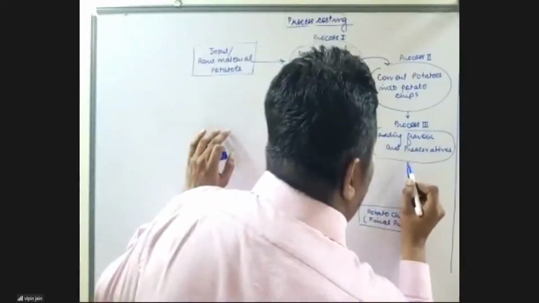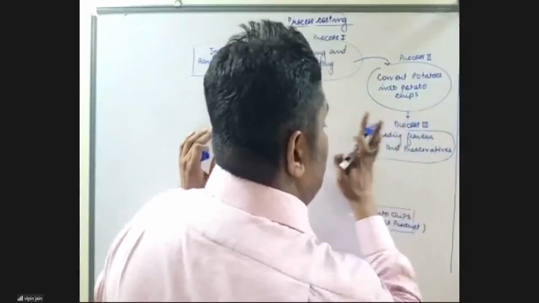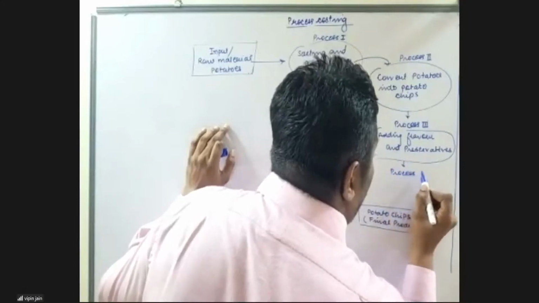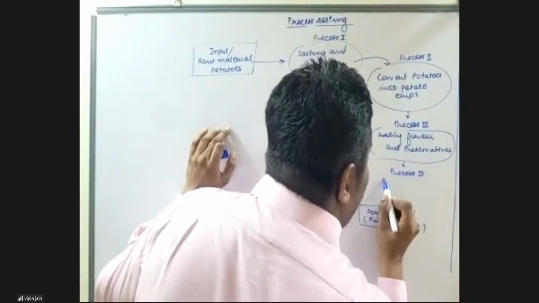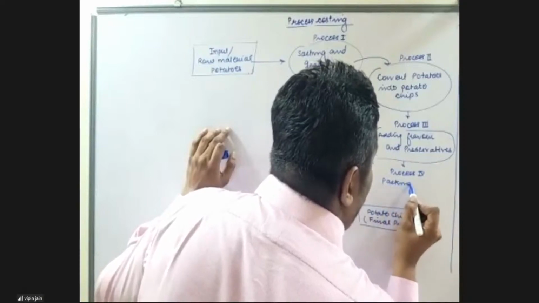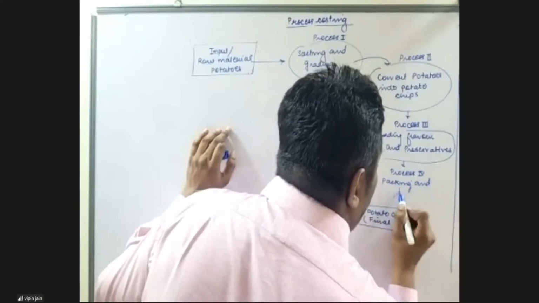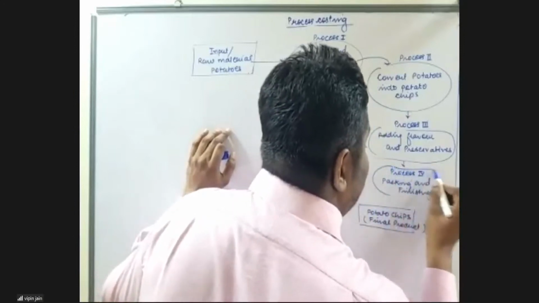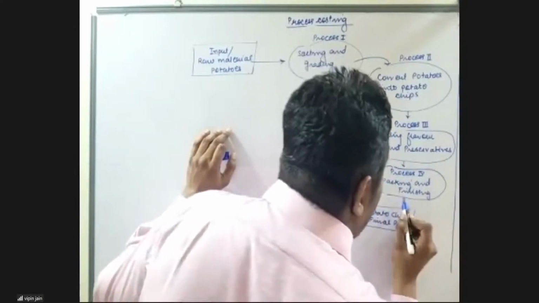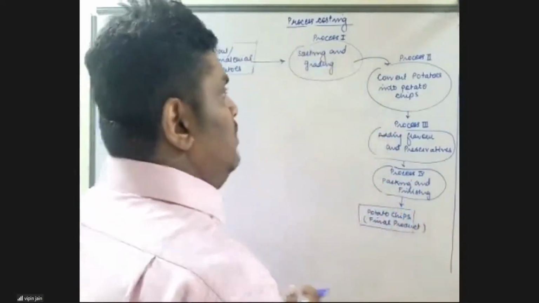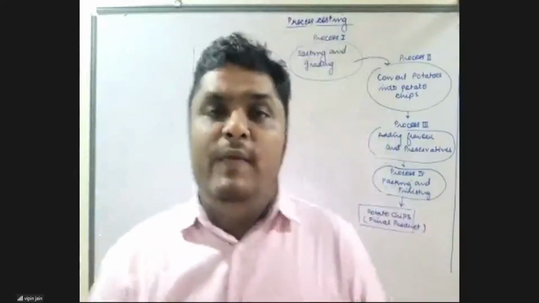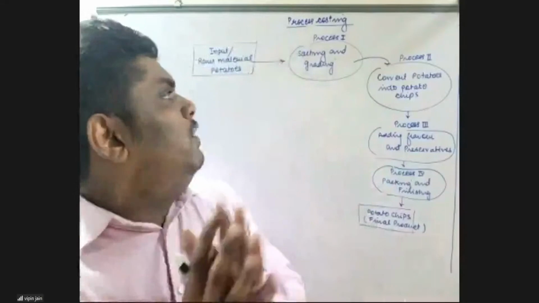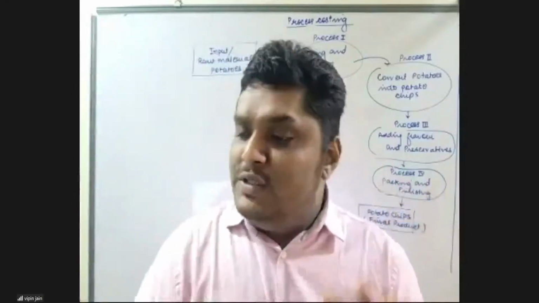Thereafter, after adding flavors and preservatives, the final process starts, that is process 4, wherein we do packing and finishing. And once the potato chips are packed and finished, we can call it the final output. So this is how this mechanism works, wherein we procure these potatoes directly from the farmer. So my input is what? Potato. Now let's say the first process.